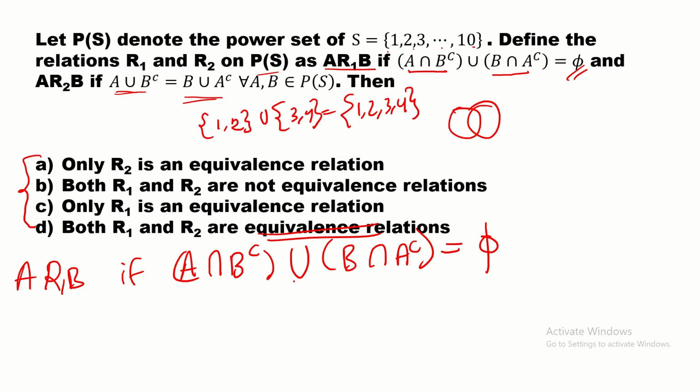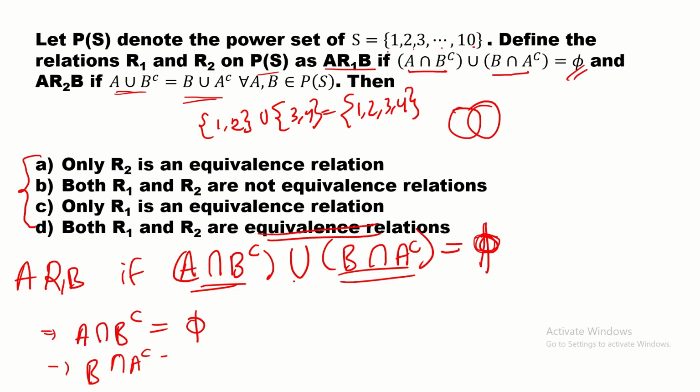Here we have that the union of two sets is equal to ∅, which means the union of both of the sets contains no elements. Now this is only possible if both of the individual sets contain no elements, because if, let's say, A ∩ B complement contains an element X, then the union of that set with any other set must also contain that element X. However, it doesn't, because the union is an empty set. So from here we can conclude that A ∩ B complement is also an empty set, and B ∩ A complement is also an empty set.